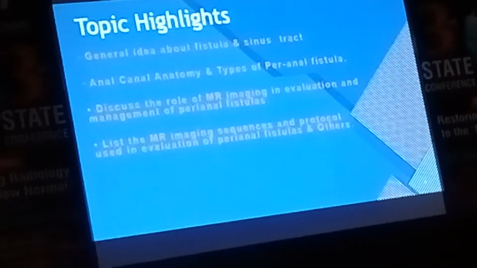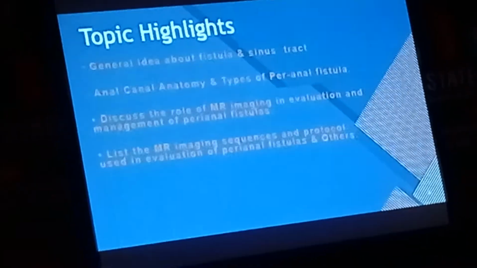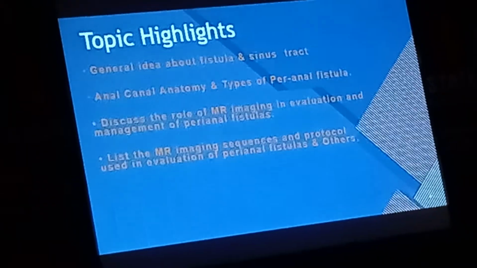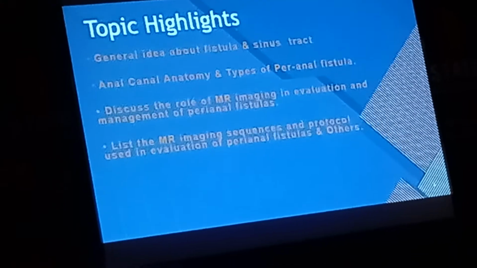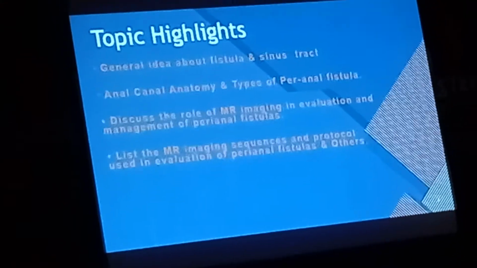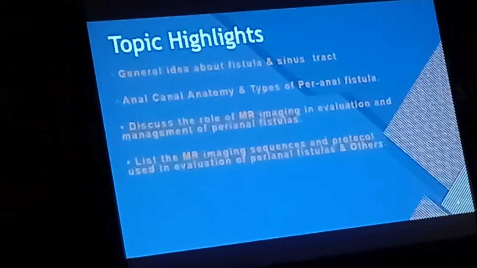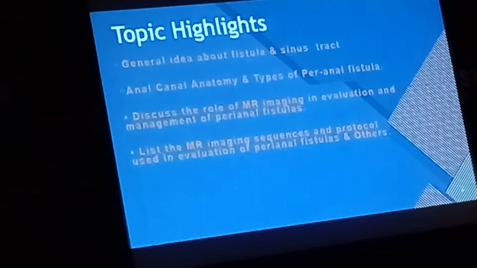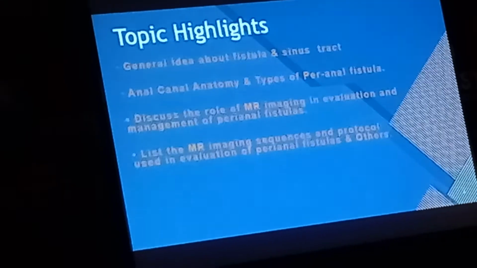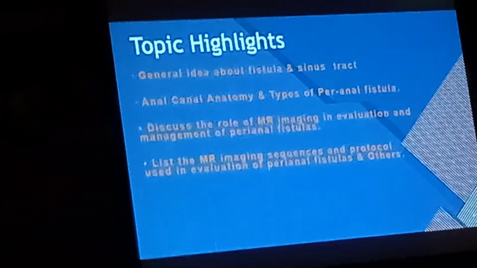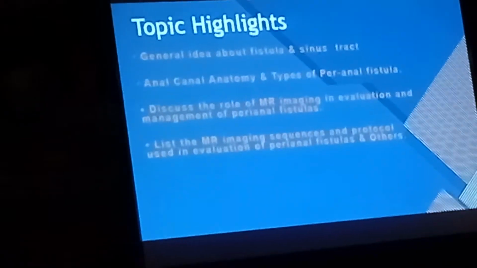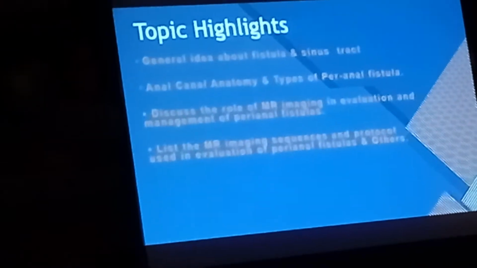Topic highlights is what we are going to learn from this topic. General idea about fistula and sinus tract, anal canal anatomy and types of perianal fistula. Discuss the role of MR imaging in evaluation and management of perianal fistulas. List the MR imaging sequences and protocol used in evaluation of perianal fistula and other fistulas.